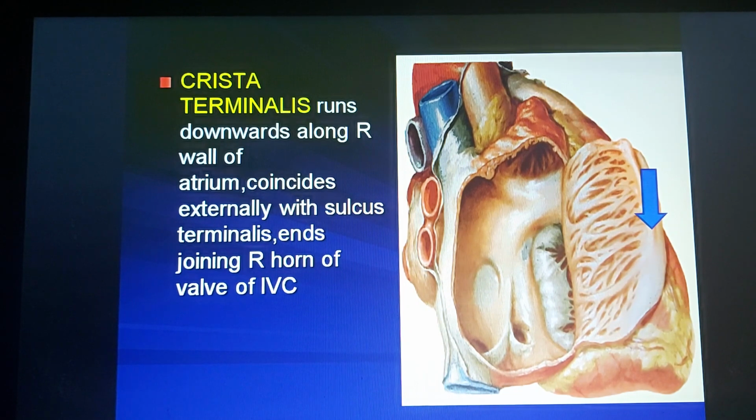Right atrium. So in front of the superior vena cava, downwards and laterally, it coincides externally with the sulcus terminalis. Finally, it descends and ends by joining the right horn of the inferior vena cava valve.